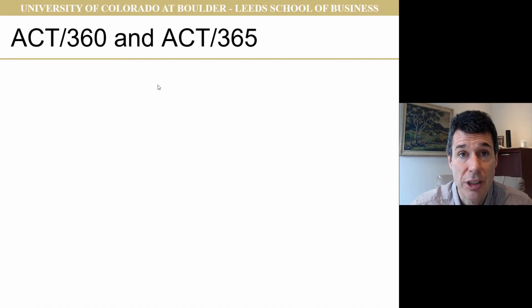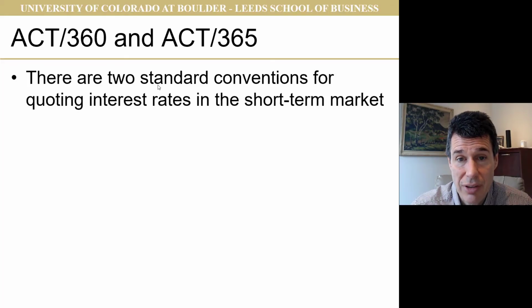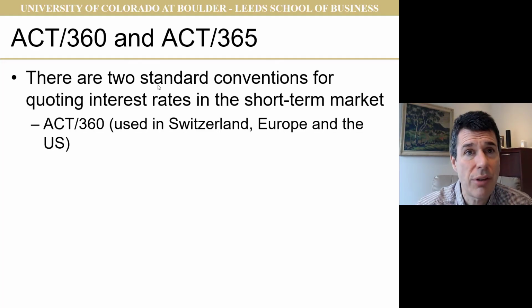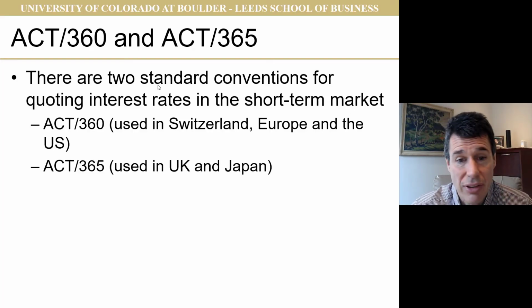So there are two conventions that are used in the investment banking world for interest rates all the time. Now, there are other ones out there, and we're not going to deal with them in this course. You've got all sorts of stuff that show up in bonds and whatever. We're going to use these two conventions. These are the ones that show up in the interest rate derivatives world most often. So these are called actual over 360 and actual over 365. These are used for quoting interest rates in short-term markets. Actual over 360 is used in Switzerland, Europe, and the United States. Actual over 365 is used in, say, the United Kingdom and Japan.